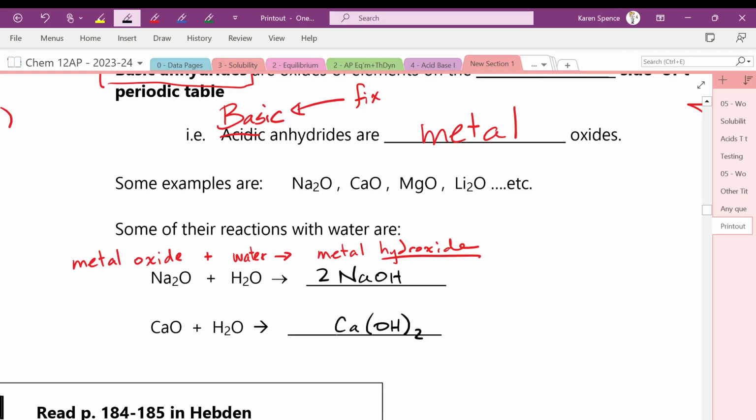Are we good with that? Excellent. Are we ready to move on to acid rain? Okay, acid rain is just an application of this stuff. Okay, so is normal rain.